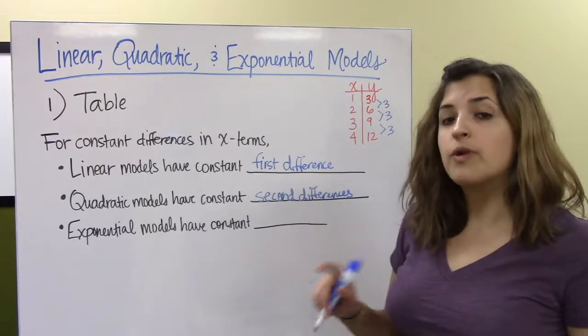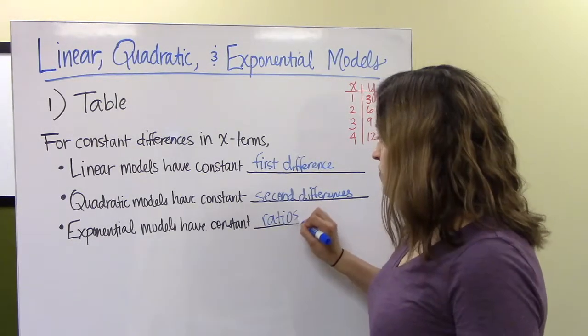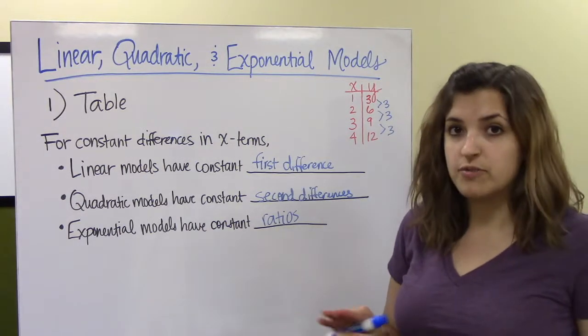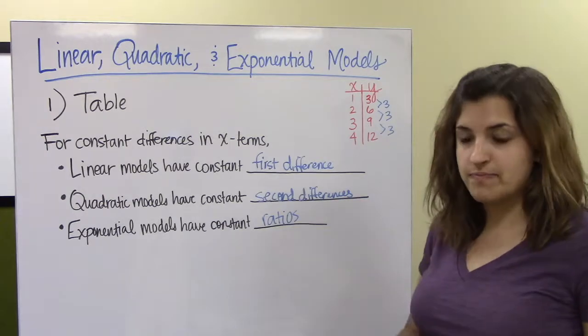Exponential models will have constant ratios between terms. Ratios are where we multiply one term by something to get the next term. We always want to multiply by the same number. All right, let's look at graphs.